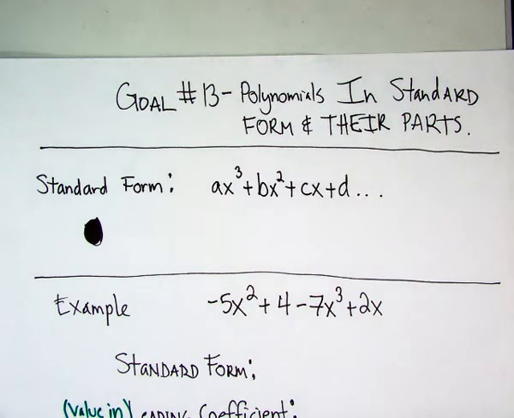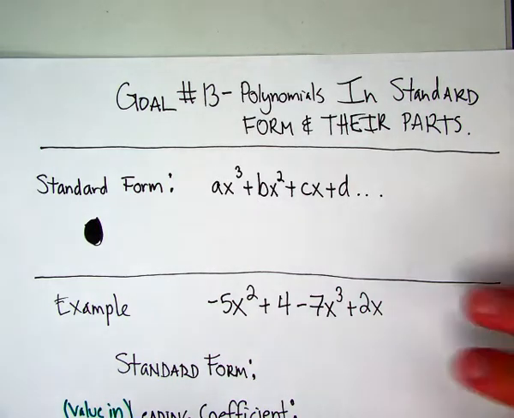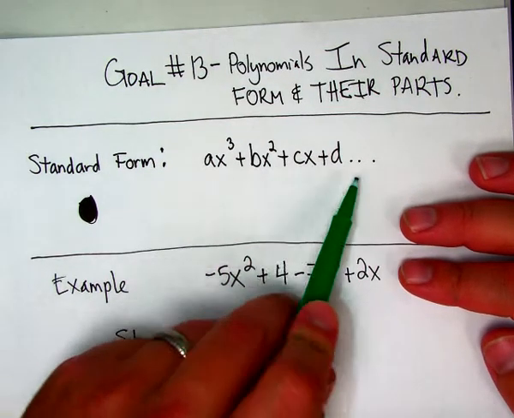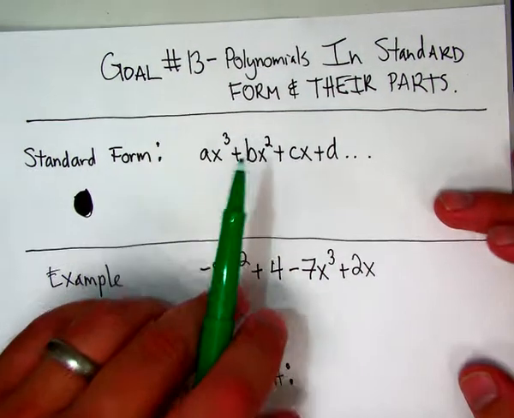Hi everybody. Now we're going to be dealing with goal 13, which is polynomials in standard form, and then knowing the parts of those polynomials. The main thing that you really need to know for this objective is how to rewrite these in standard form. Standard form generally looks like this. We have ax cubed plus bx squared plus cx plus d, and this can go on and on to be as big as we want it to be.